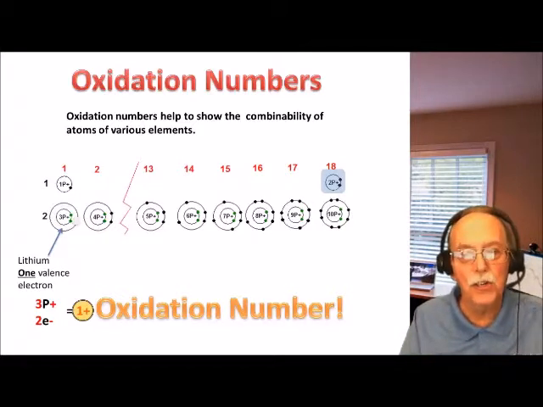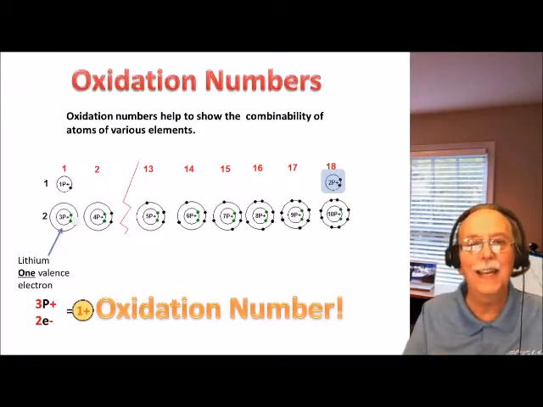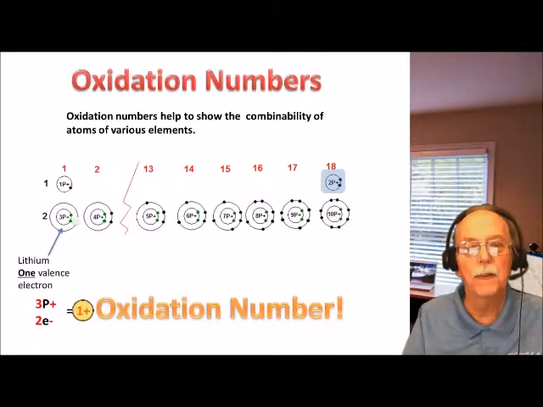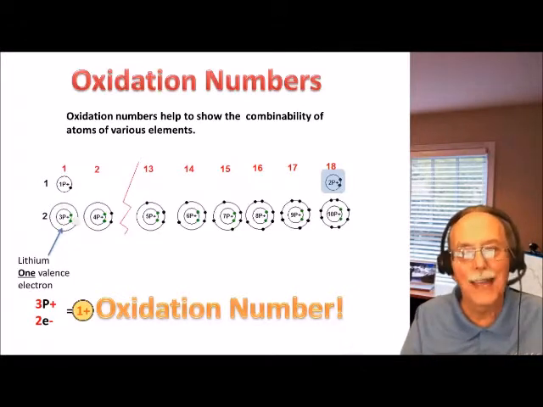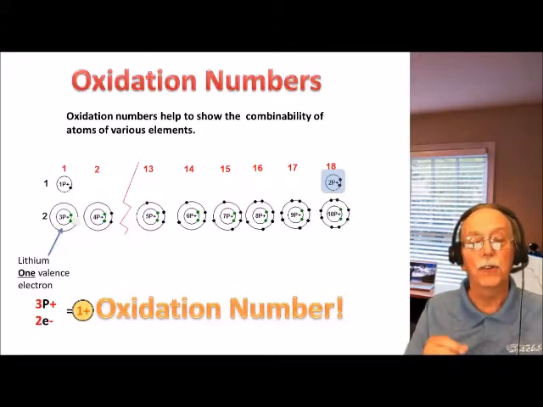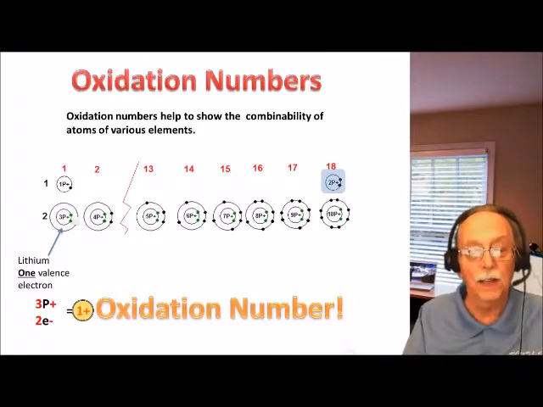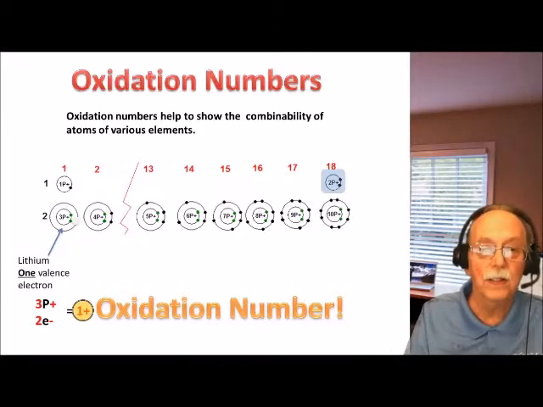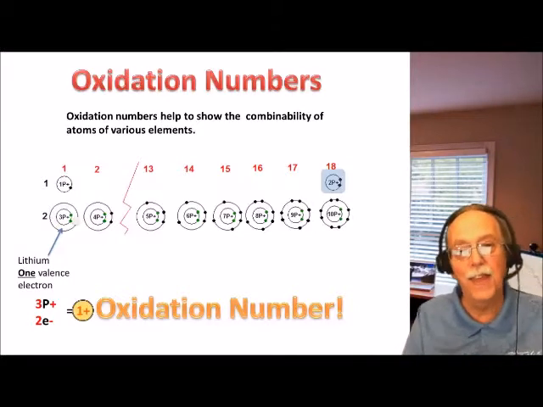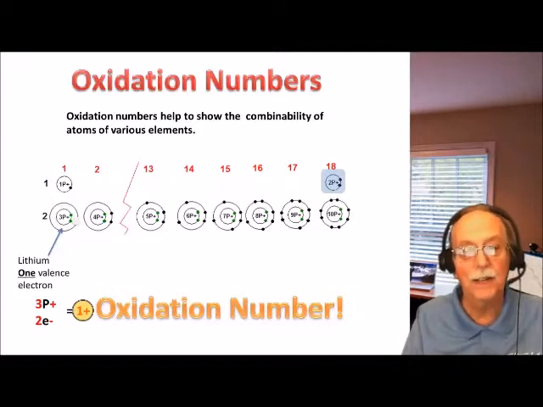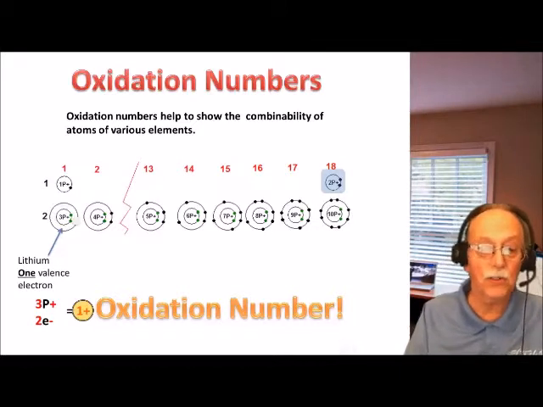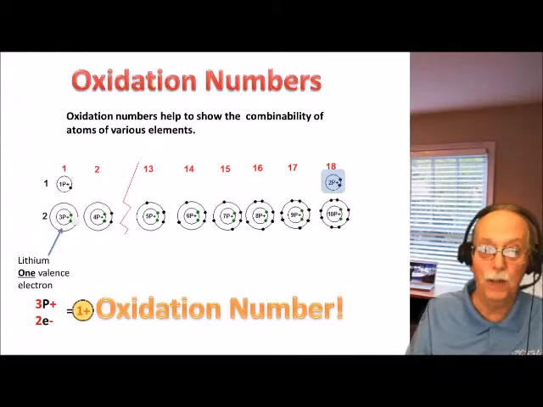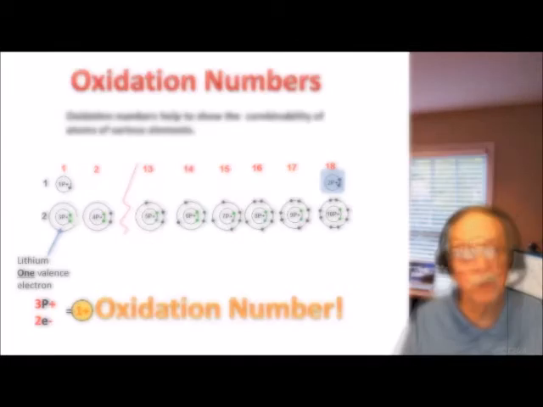The oxidation number for any atom is the charge the atom gets, the electric charge the atom gets, by either gaining or losing valence electrons. In this case, our lithium atom lost its valence electron, and that is how it got a net electric charge of +1, and that +1 is the oxidation number.